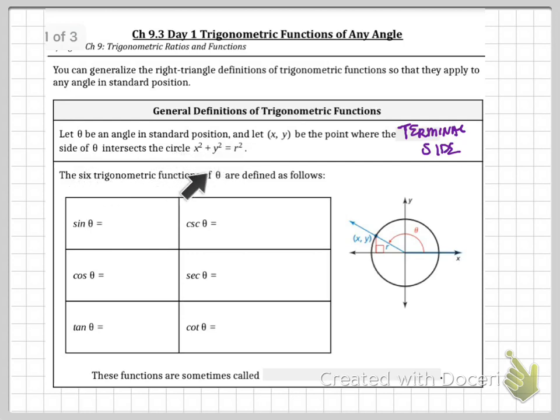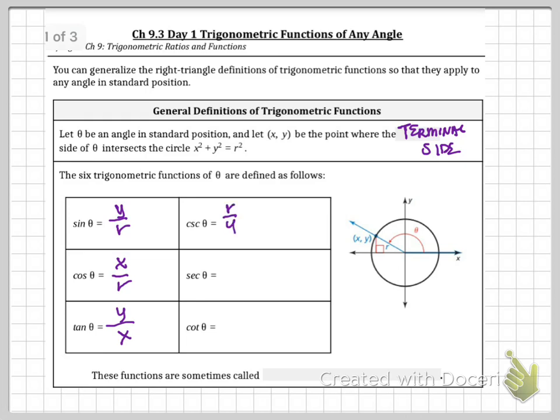So here are the 6 trig functions of theta defined as follows. We did this in the exploration, but just to write it again here. Sine of theta is y over r. Cosine of theta is x over r. Tangent of theta is y over x. And then the other side, those are all reciprocals.